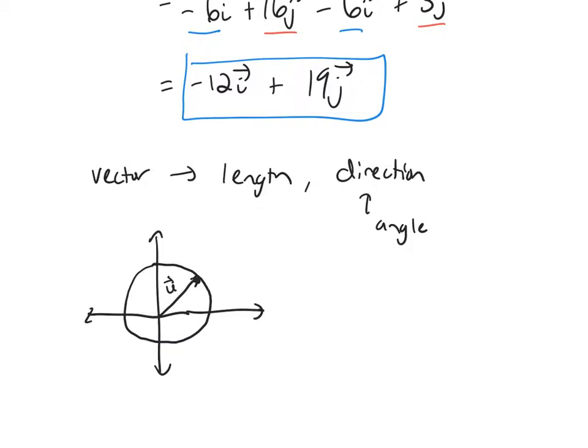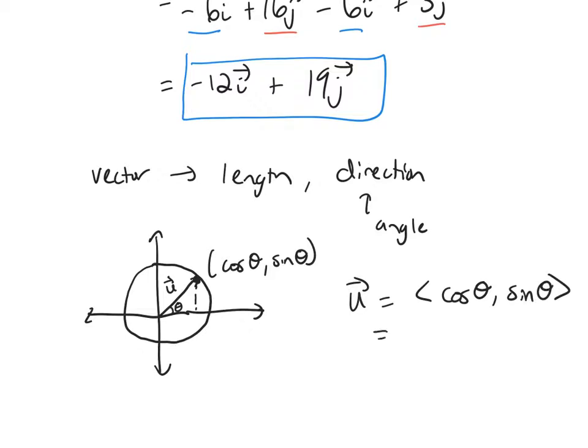I know that the points on the unit circle correspond to this angle theta, and the point would be (cosine theta, sine theta). So this vector u in component form would be (cosine theta, sine theta), or if you want to work with the standard unit vectors, it would be cosine theta i plus sine theta j.